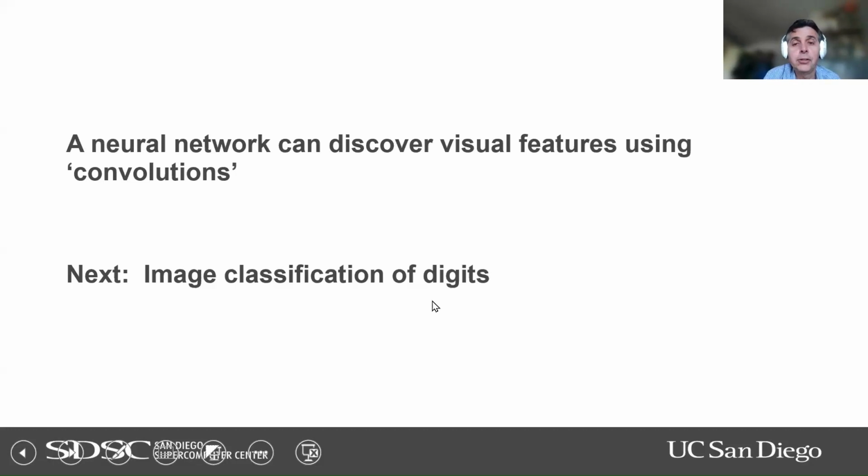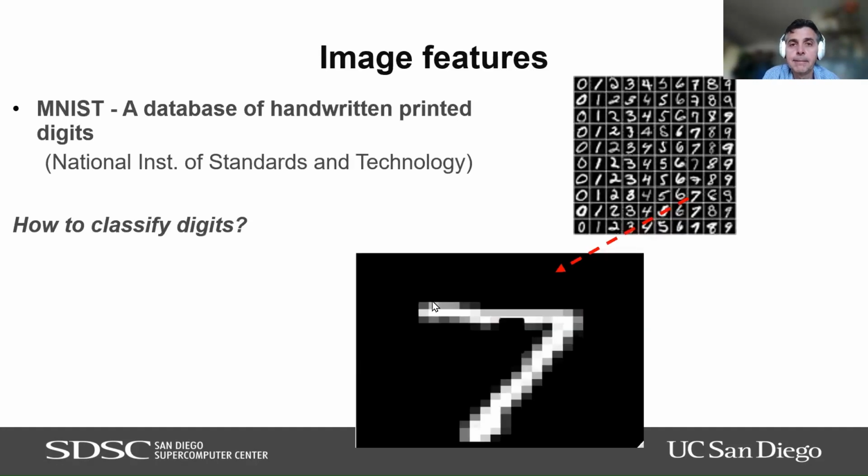So a neural network can discover visual features using a convolution. We'll talk about the convolution layer next. So imagine we're doing an image classification of digits. Here is the hello world problem of deep learning.